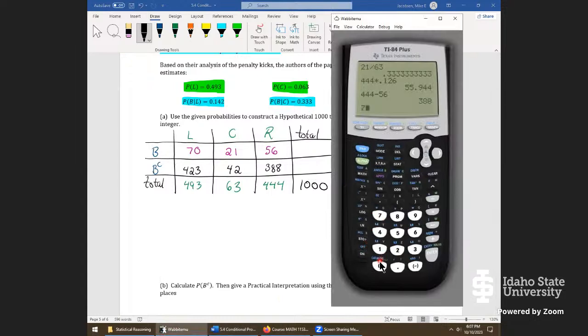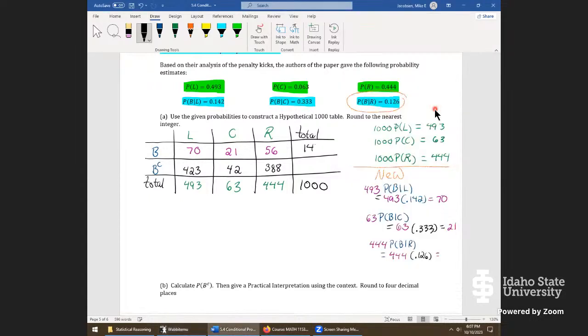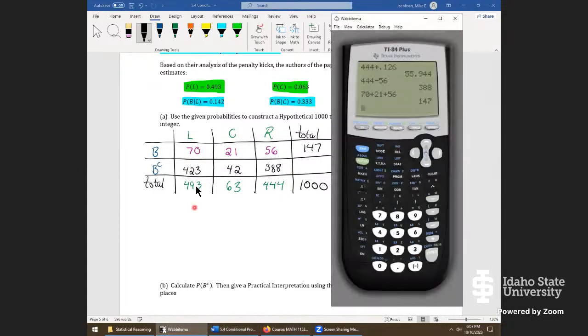So it's going to be 70 plus 21 plus 56. We get a count of 147. And last one, 423 plus 42 plus 388. Now there's two ways to do this one, right? You could have just taken 1,000 minus 147 and that would work. Or total these together and we get the value of 815.